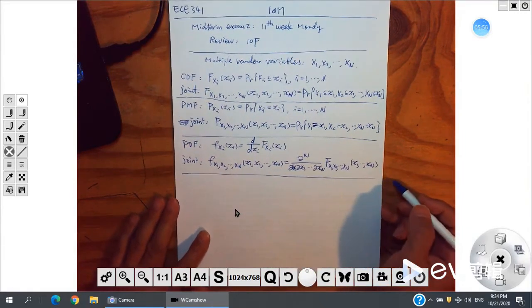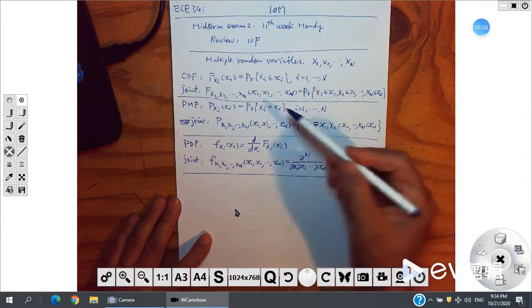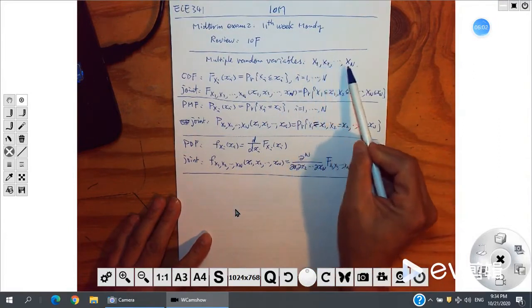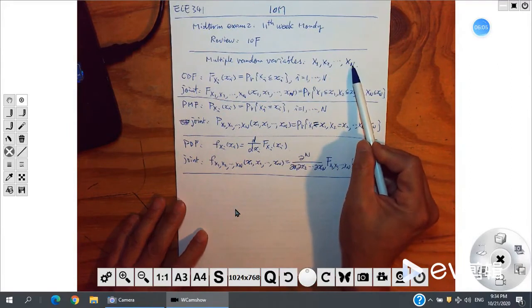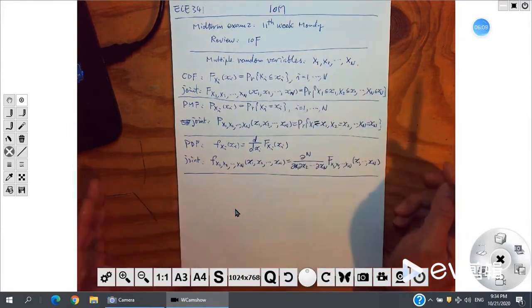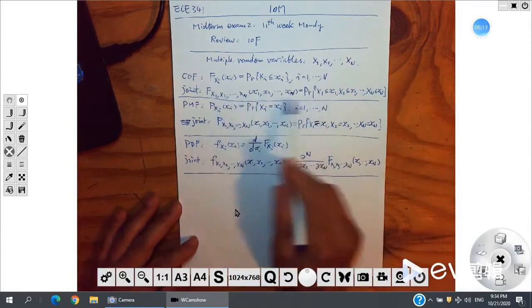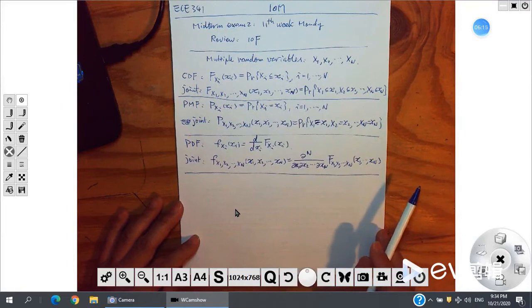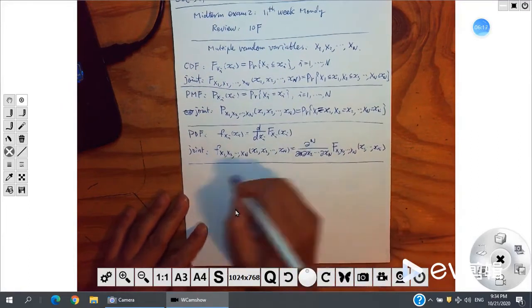In previous classes, we just supposed we had two random variables, that means capital N is 2. But actually, you can have more. It's not hard, just longer. When you write, you need to put more terms for each definition.